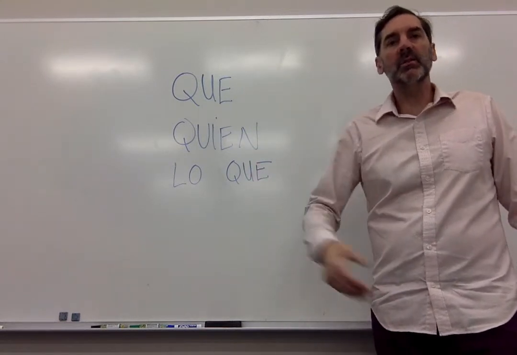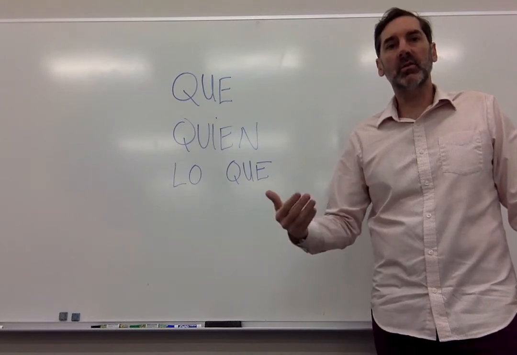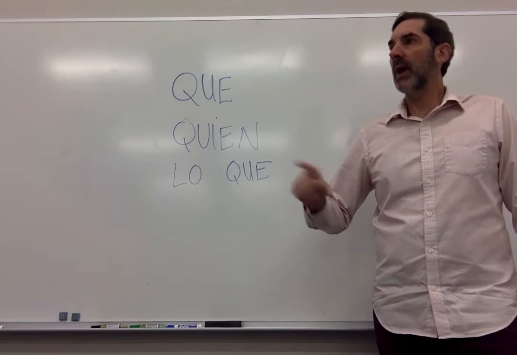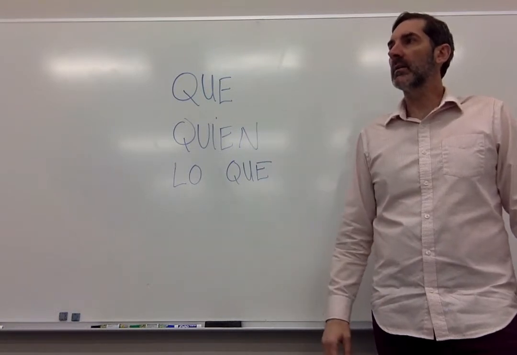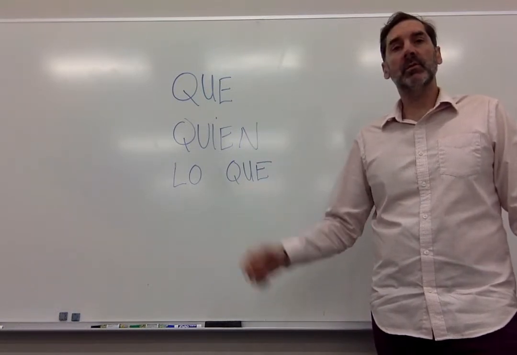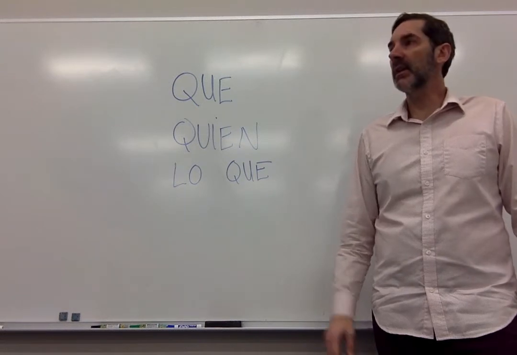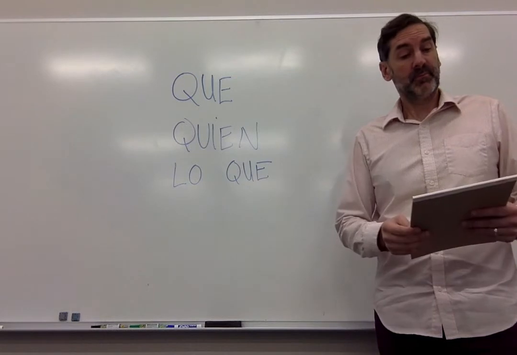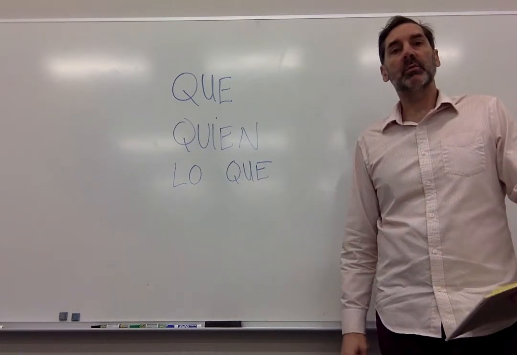I'm going to explain this in English because it's a little bit easier to do than in Spanish. But let's go to Spanish right now. Hay una escalera. La escalera sube al primer piso. Hay una escalera que sube al primer piso. Vamos a ver otro ejemplo.